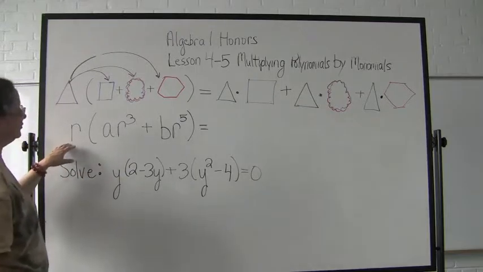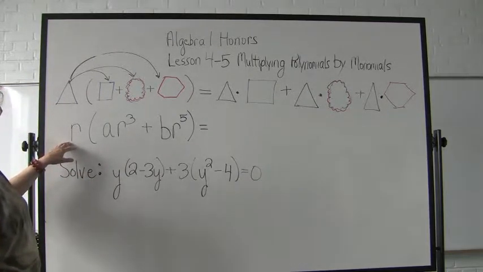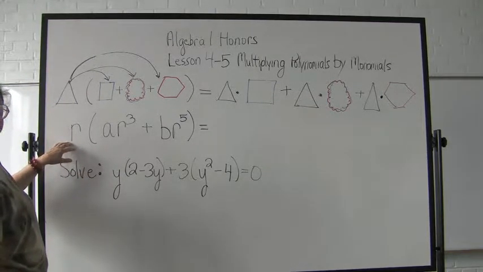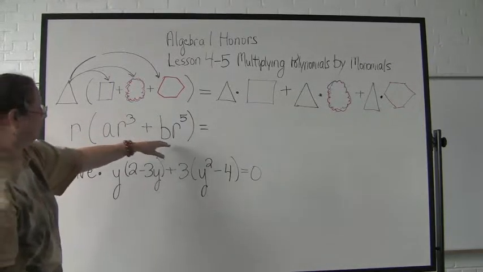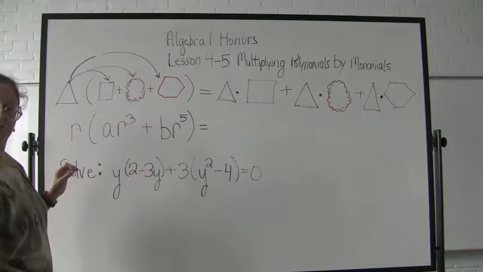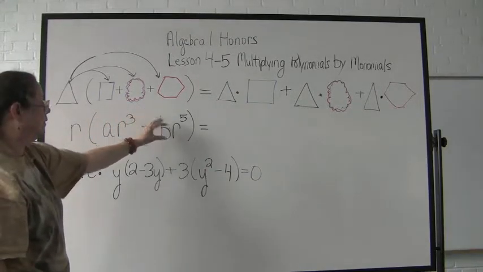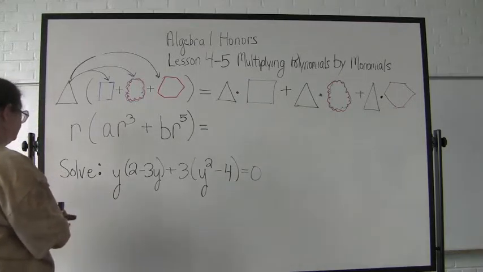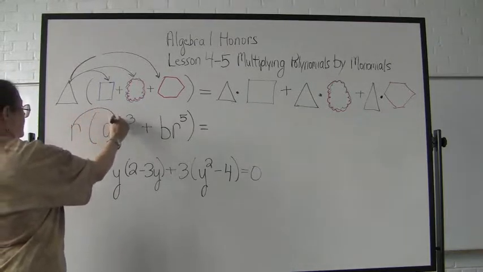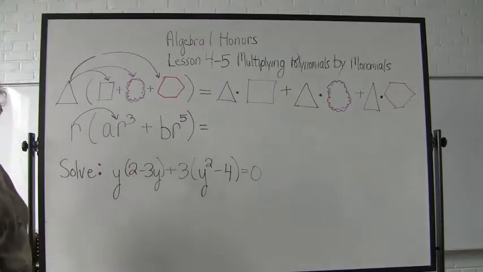Right? So let's look at an example. We have a monomial r, one rabbit. So we have one r, and we're going to multiply it by this polynomial here. Actually, it's a binomial. It has two monomial terms. Well, all we're going to do is distribute. We're going to distribute and multiply the r times ar cubed.